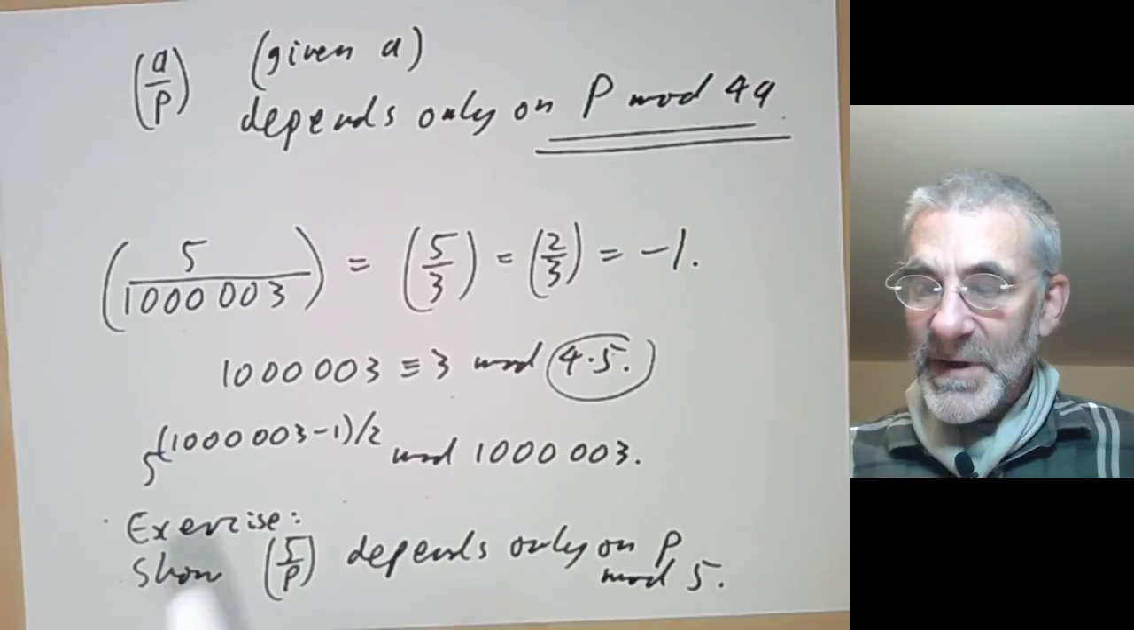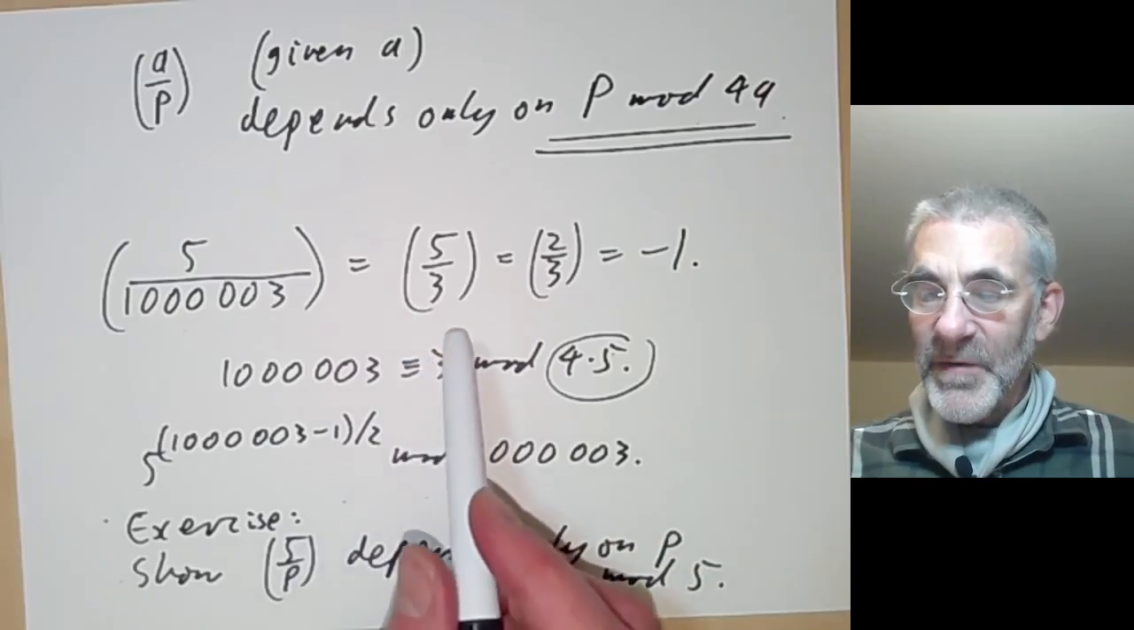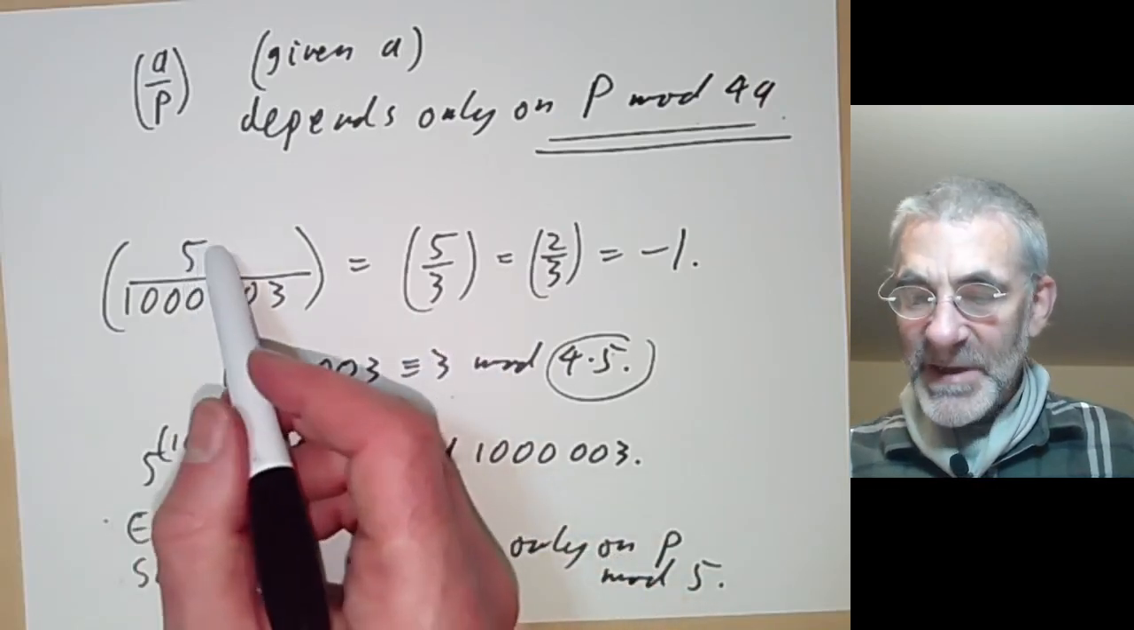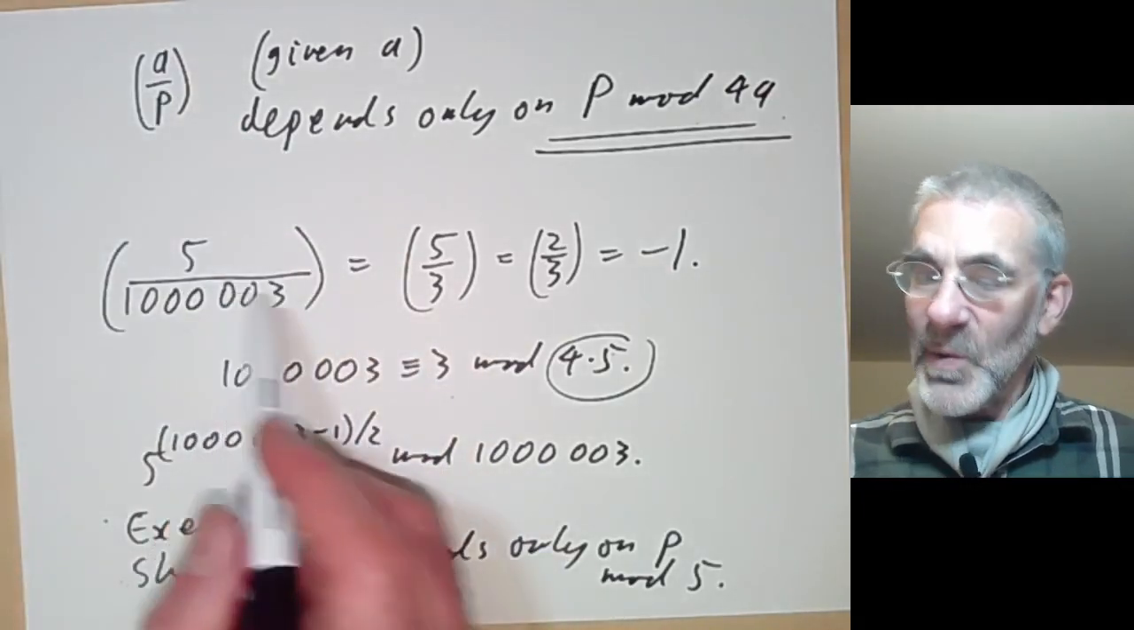Next lecture, we're going to extend this, and over the next few lectures, we're going to introduce the law of quadratic reciprocity, which makes working out the Legendre symbol for any a and p really, really fast.